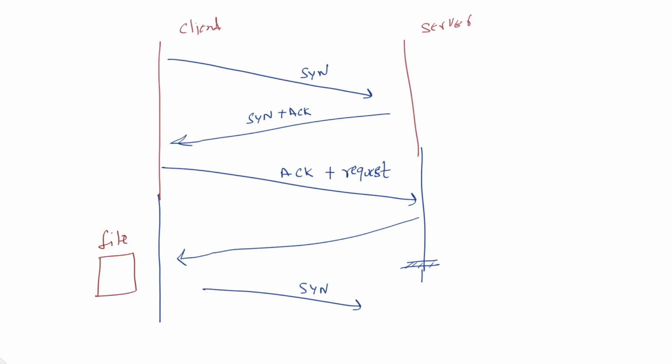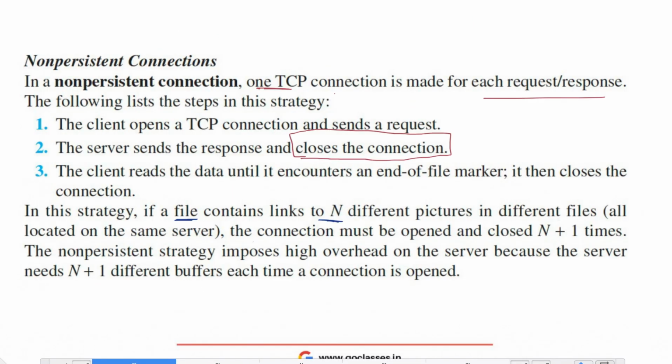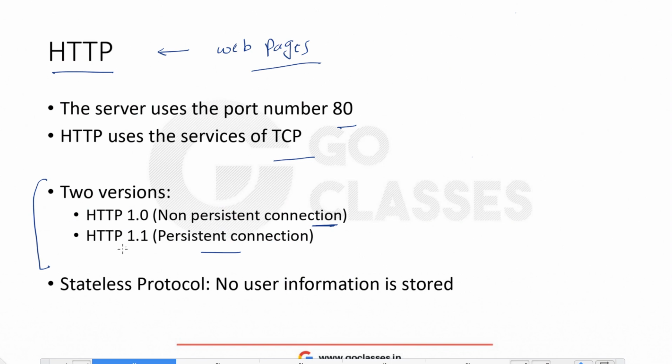Currently non-persistent is not being used in the latest version, HTTP 1.1. In HTTP 1.1 you can use non-persistent if you want, but by default it is a persistent connection, and obviously that makes sense, right? So this is all about HTTP. You just need to know what a persistent connection is here and what a non-persistent connection is here. Thank you.